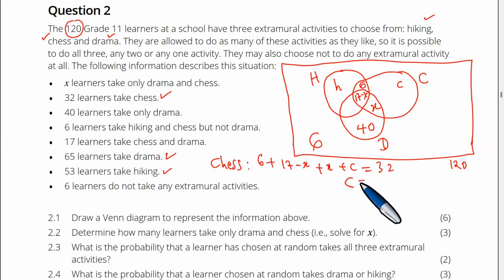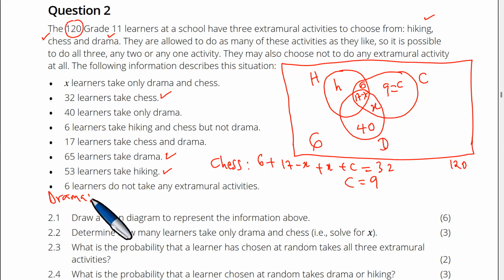So we actually want to get those who do chess only. So you have 32 minus, this one, 6 plus 17 is actually 23. 32 minus 23 is actually a big 9. So which means that here these are exactly 9 who do chess only. Now, how many learners do only drama? Because we know the totals for drama, we know 65 take drama, so we're going to calculate the drama as well.